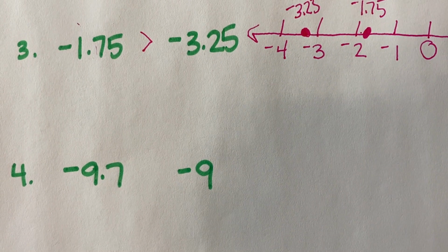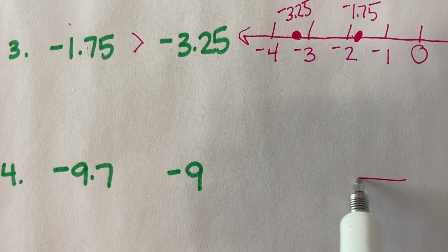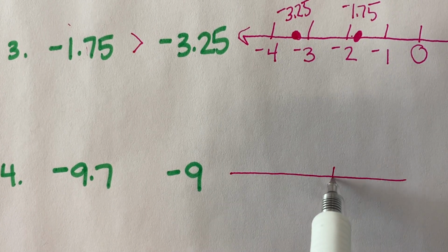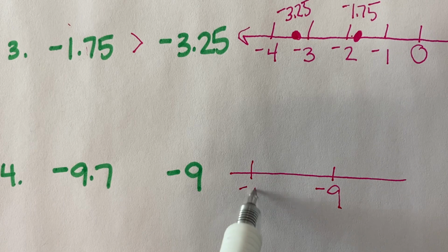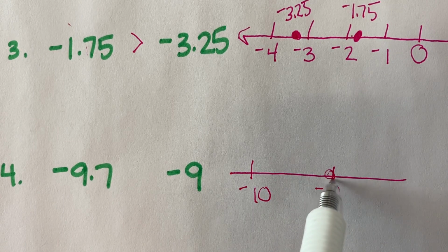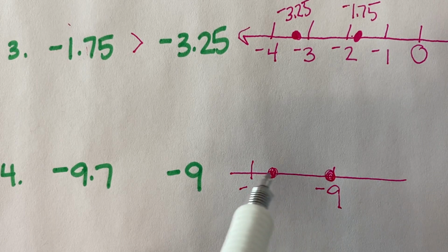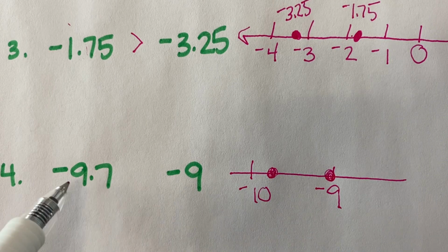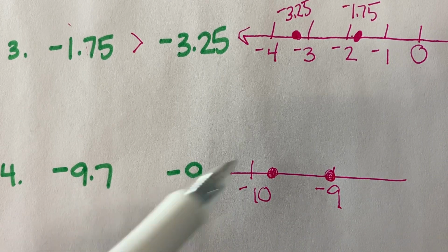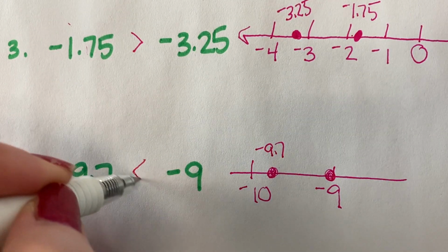Okay, let's look at the next one. Negative 9.7 and negative 9. Again, with these negatives, if you ever get confused, draw yourself a little number line. We know that negative 9 would be down here if 0's up here, and negative 10 would be a little further. If you plot negative 9 and then negative 9 and 7/10, imagine 10 equal spaces, 7 to the left. I'm going to say that negative 9 is higher up. So negative 9.7 is less than negative 9.